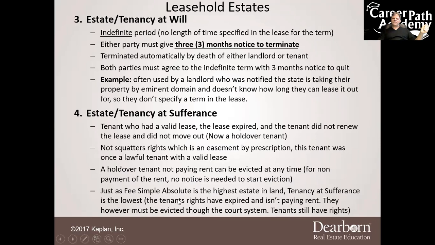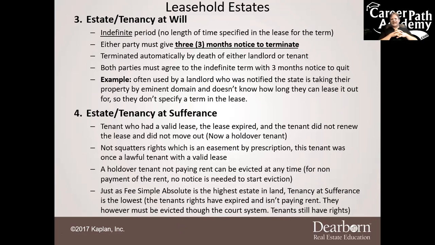So just as fee simple absolute is the highest estate in land, tenancy at sufferance is the lowest. You've got a tenant whose rights expired, they're not paying rent, they didn't move out, but they do have rights. The landlord can't just drag them out by their hair. They can't shut off the services, especially if they were included in the rent. They can't change the locks, they can't shut off the water or the heat. The tenant does have rights in that regard.